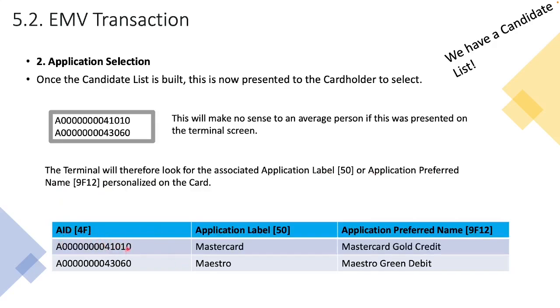So when the card responded with the AID that it did support, based on the interaction with the terminal, it also returned the application label. In this case, for 41010, it's MasterCard, and for 43060, it's Maestro. And if the card was personalized with the application preferred name, then it would return it as well. In this case, the first one is MasterCard Gold Credit, and the second one is Maestro Green Debit. I've just made up some names there.